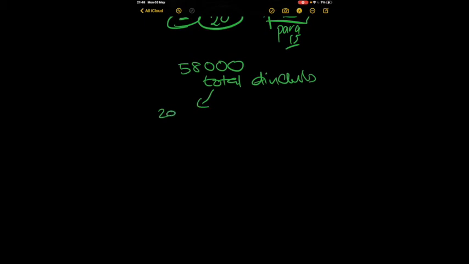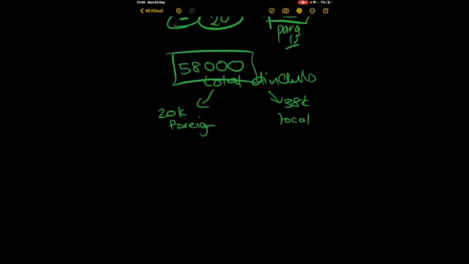So this means that 20,000 of those dividends are actually classified as foreign dividends, and the remaining 38,000 would be local dividends. Yes, so it's important to understand that our total dividends of 58,000 is made up of 20,000 foreign and then 38,000 local dividends. Now, dividends received from foreign companies are fully taxed in the year that they are earned. So these are fully taxed.